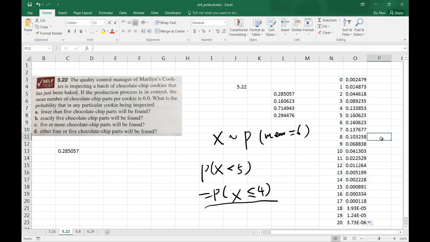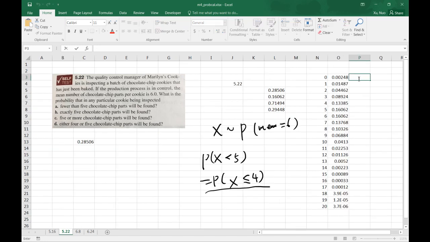So this shows you that the chance of having no chips in the cookie is a really small number, 0.24%. And to have more than, say, 15 chips is again a really small number. To have 20 is a really small number. But in theory, there is a probability of having 20 chips in the cookie.